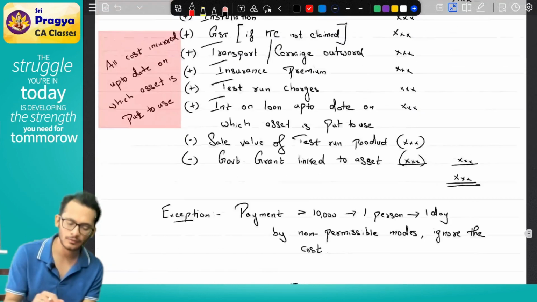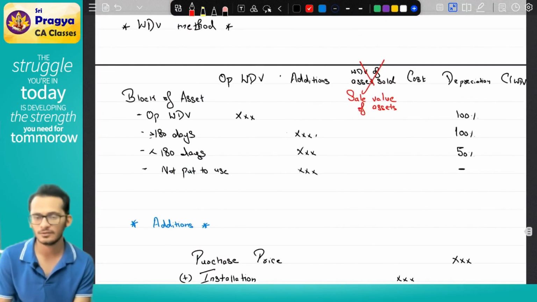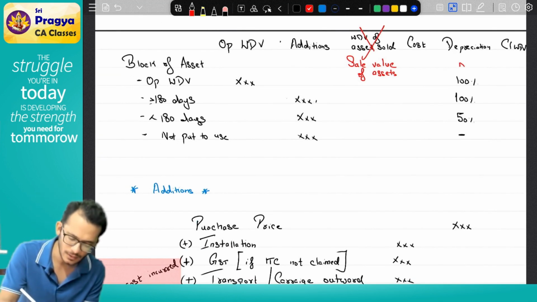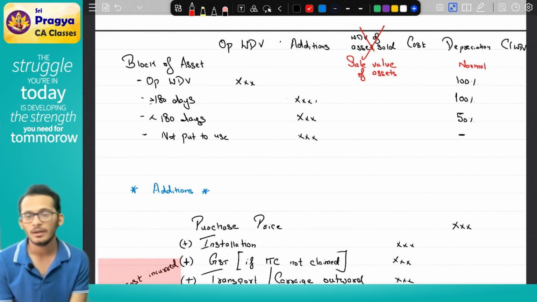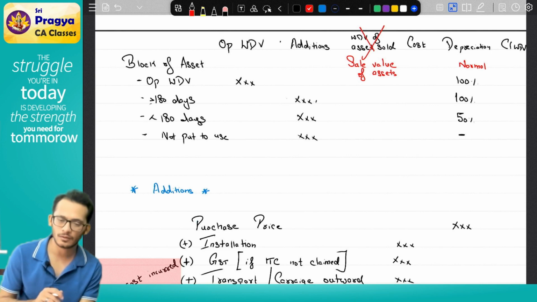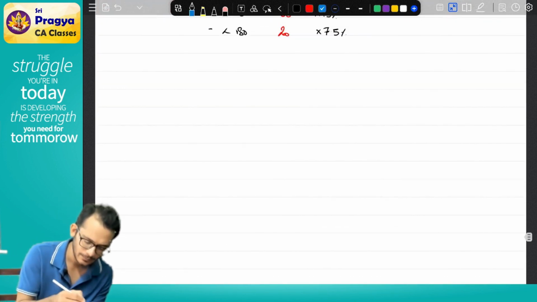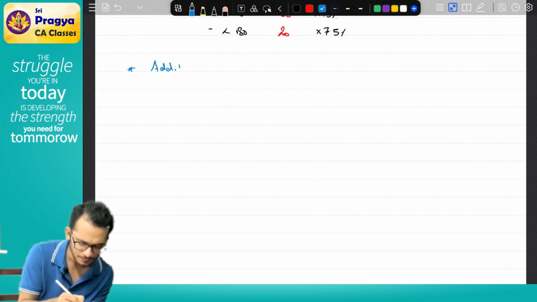This is what you need to know when you are charging depreciation. Now, these depreciations, let me clarify, are called normal depreciation. We now have a concept called additional depreciation.